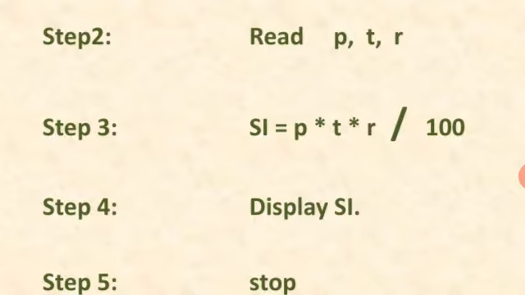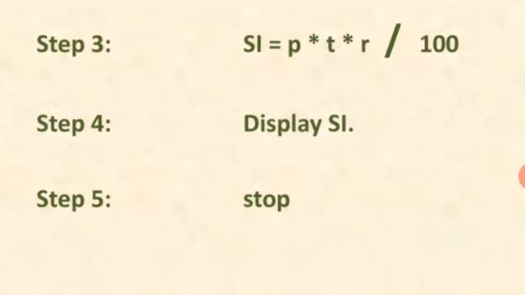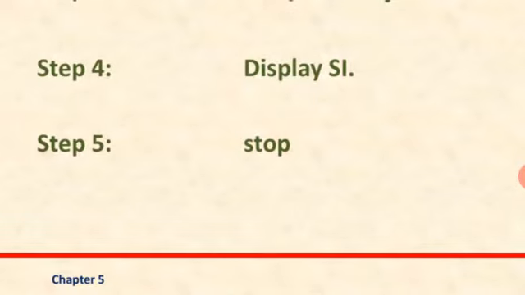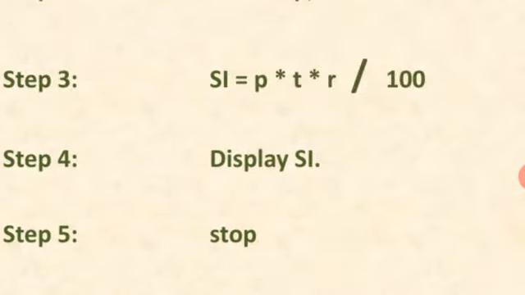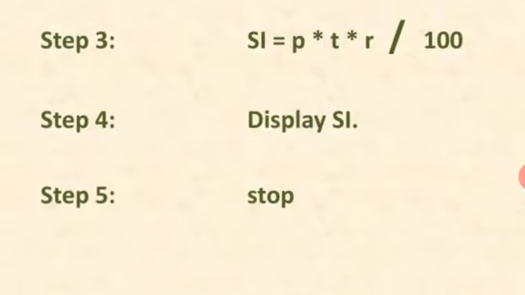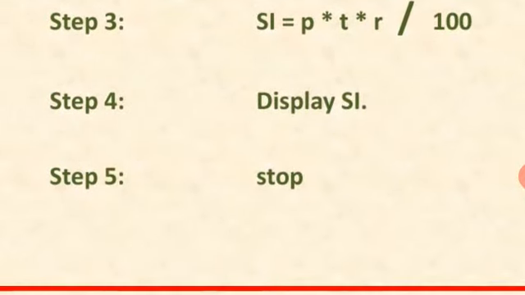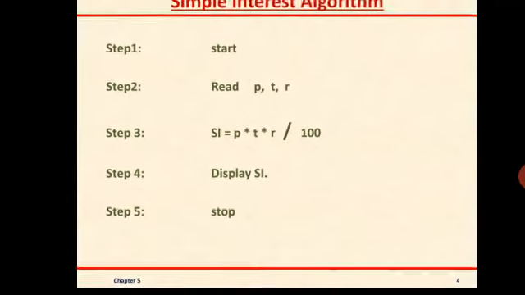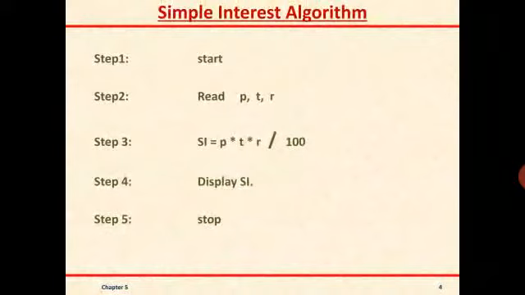Once we calculate, then in step 4, we will display the SI value. Here on the right hand side we will calculate and the value will be stored in SI, hence we will display the value of SI. Then finally in step 5 we say stop. So in this way we can calculate the simple interest. So you have to write the algorithm in this way.